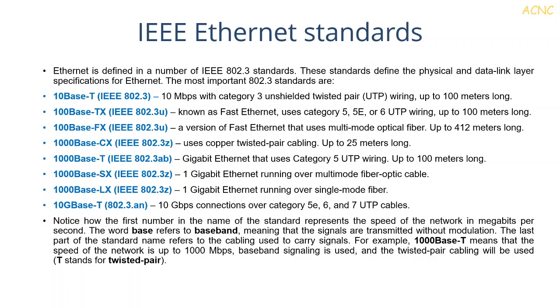The first number in the name of the standard represents the speed of the network in megabits per second. The word base refers to baseband, meaning that the signals are transmitted without modulation. The last part of the standard name refers to the cabling used to carry signals. For example, 1000BASE-T means that the speed of the network is up to 1000 Mbps, baseband signaling is used, and twisted pair cable will be used. T stands for twisted pair.